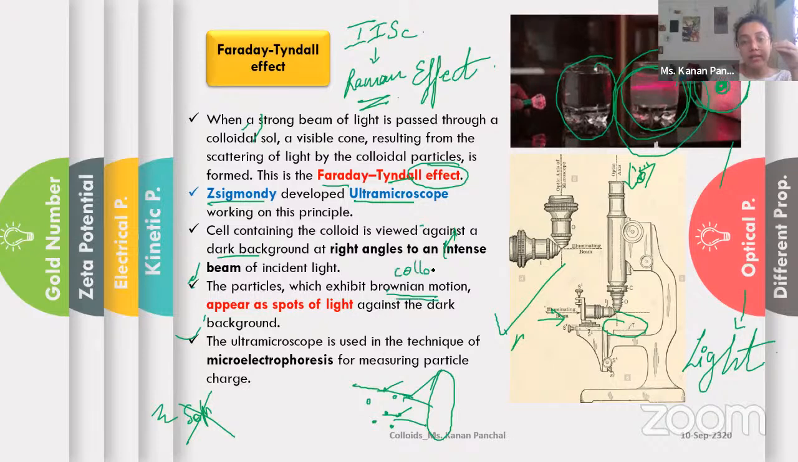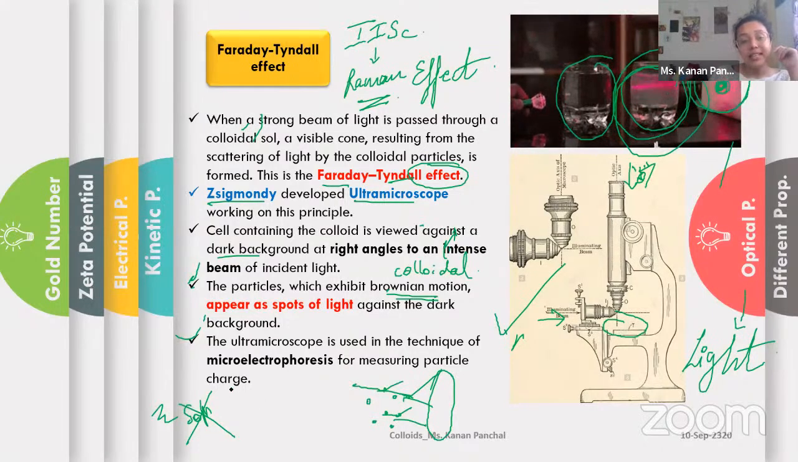The colloidal particles will appear as spots of light against a dark background. Matlab, when you put a colloidal substance in an ultramicroscope against a dark background, it will appear as spots of light. This is also a technique used for measuring particle charge during microelectrophoresis. So this optical property becomes very important.